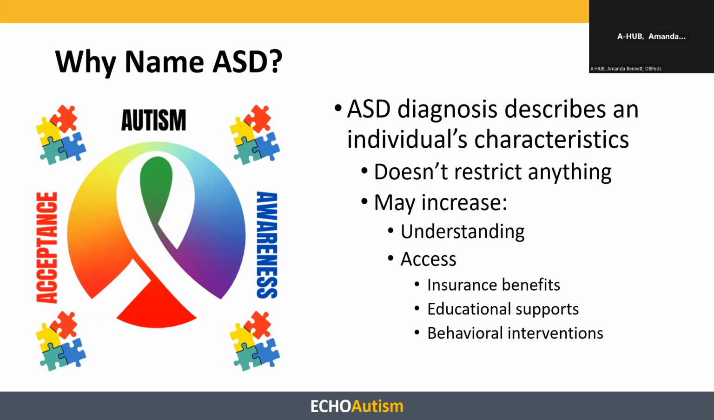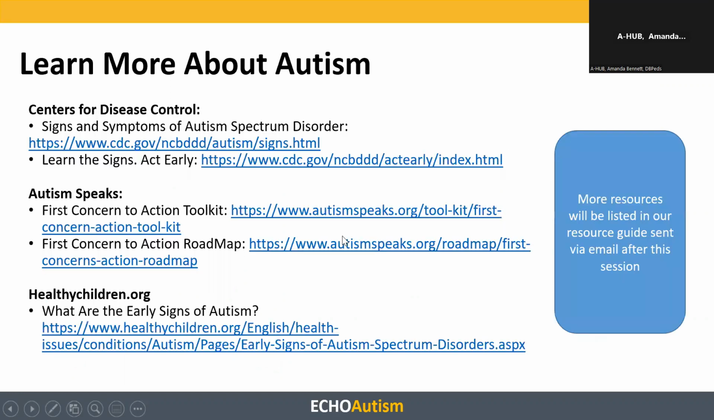And frankly, having an autism diagnosis can increase access. People talked about Medicaid in the chat. I saw that. So your insurance benefits might increase if you are identified as being on the spectrum. There may be additional educational supports that can be put in place, and behavioral interventions, as mentioned earlier. So those are the reasons that it's important to name it if you see it, and if those features are appropriate. And I think that's the last slide.